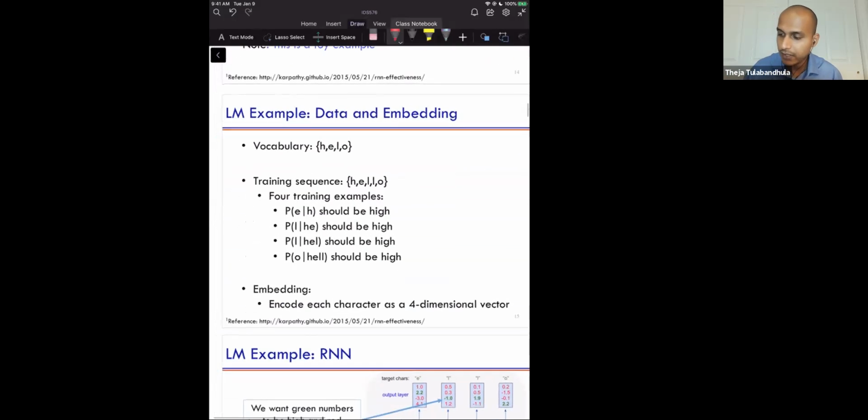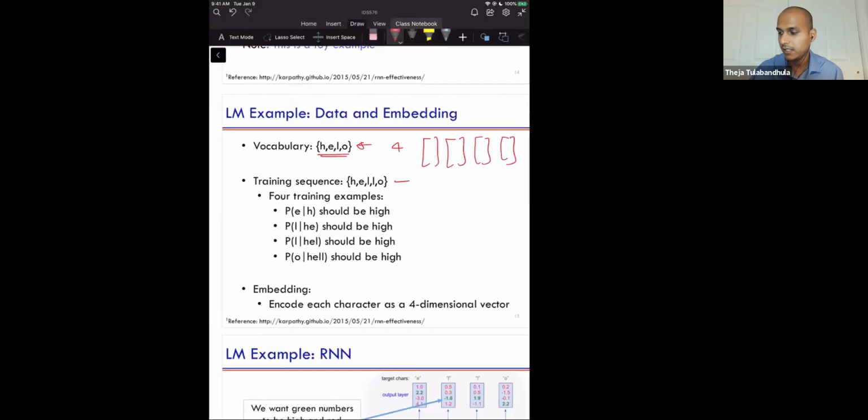So let's say our vocabulary only has 4 words. Okay, so four symbols or 4 characters: H, E, L, and O, and we only have one training sequence for the discussion, which is H, E, L, L, O. This is the training sequence. This is our vocabulary size. So vocab size is 4, and instead of using word2vec, let's use one-hot encoded representations of these words.